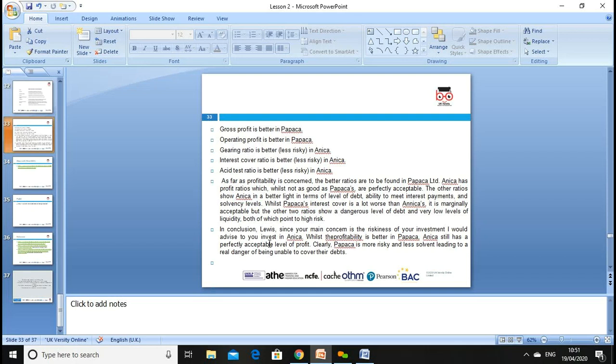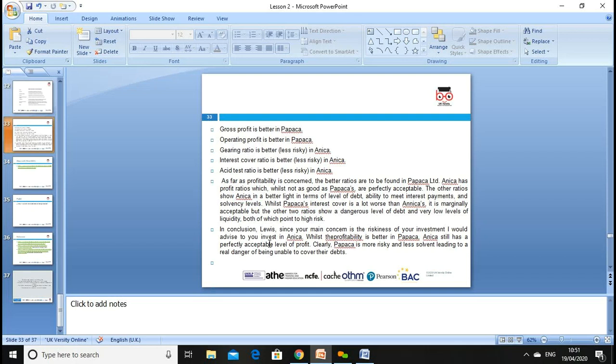The other ratios show Anika is better in terms of debt and interest. The Paprika interest cover is lower and only marginally acceptable, so we can see the dangerous level of debt they have in Paprika. So in conclusion, Lever's main concern is the riskiness of the investment. So I would advise investing in Anika. Anika is the best company to invest in rather than Paprika.